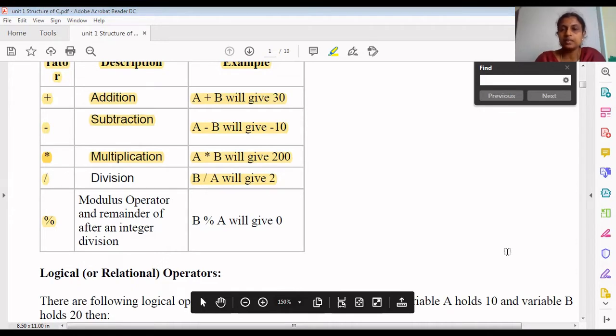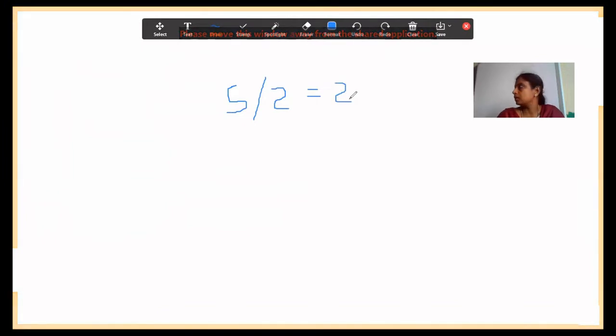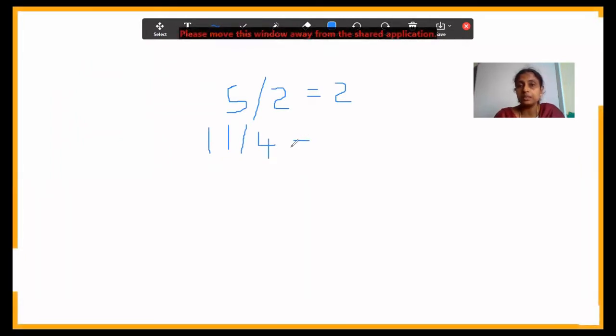Let me write it here. So here, when I say 5 divided by 2, your answer is going to be 2, since 2 times it will go. Then when you say 11 divided by 4, 2 times it will go, which is 8. The remainder will be 3. So 11 divided by 4 means 2. Any value if you divide, the quotient value will be taken.